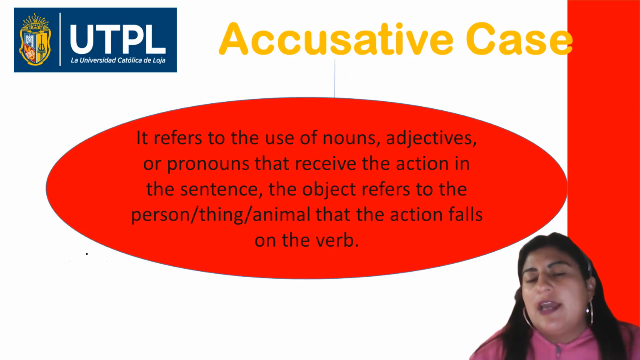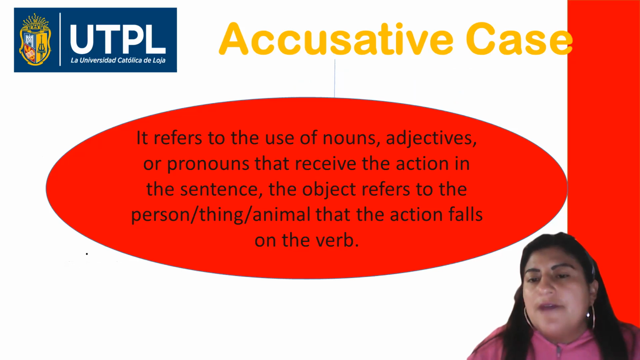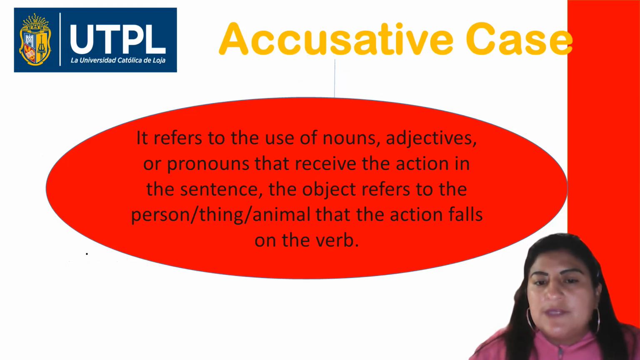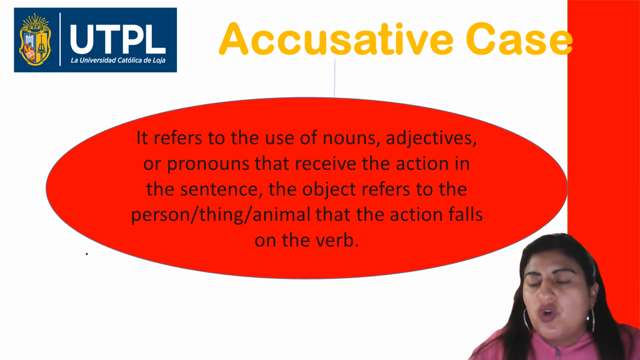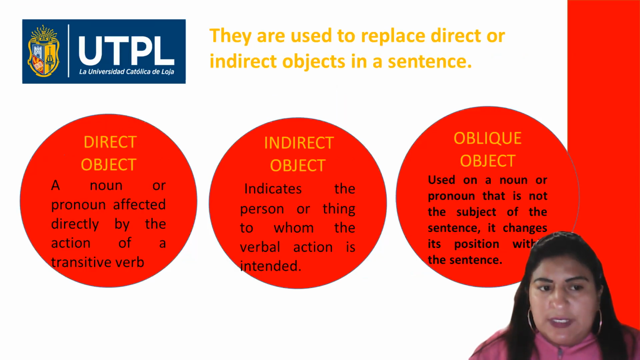In total, I have 5 examples about the genitive case. After this, the last case that I explained is the accusative case. The accusative case refers to the use of nouns, adjectives or pronouns that receive the action in the sentence. The object refers to the person, thing, or animal that the action of the verb falls on. Also, this case refers to the case used for a noun and pronoun that is a direct object, indirect object, and oblique object.